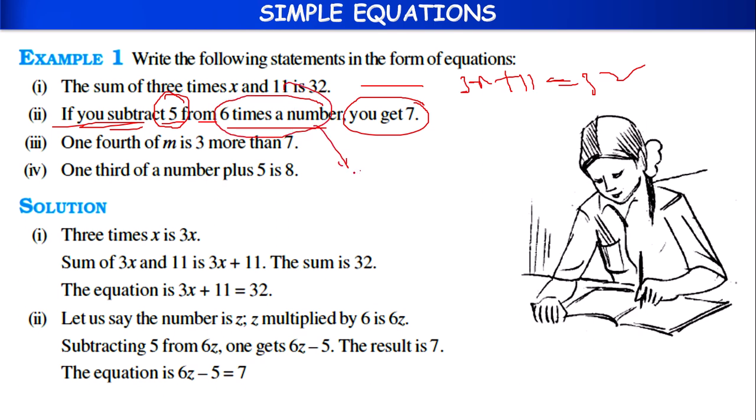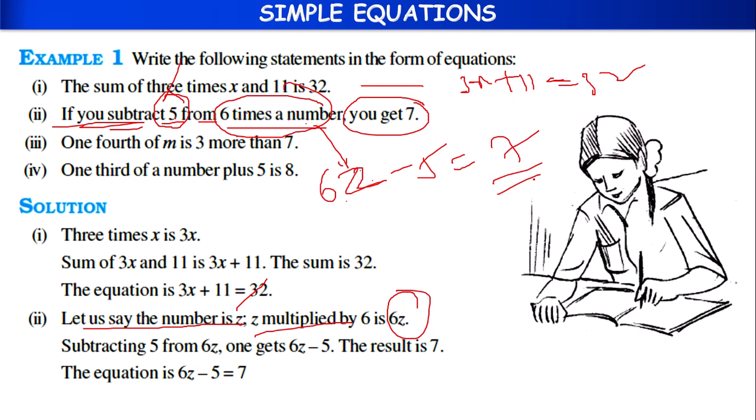We can assume it with one variable, z, x, y, any variable. Suppose the number is z. 6 times of z means z is multiplied by 6, which is equal to 6z. If 5 is subtracted from 6 times of a number, that means 5 is subtracted from 6z, then you will get 7. Then the difference will be equal to 7.